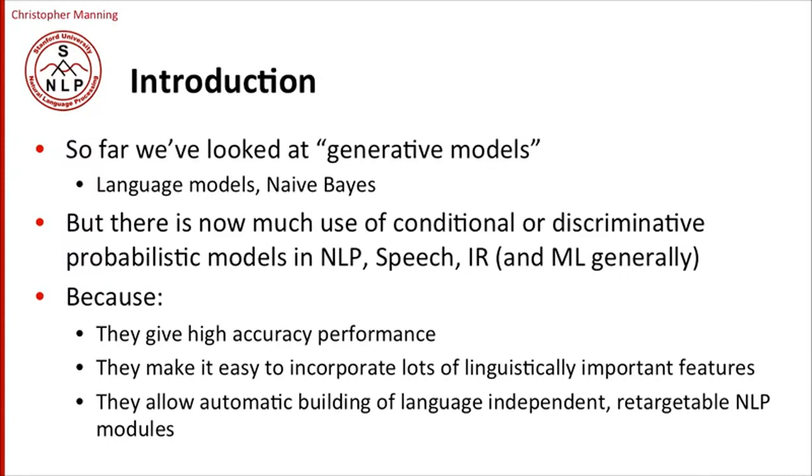So far we've been looking at generative models. In particular, we've looked at language models and naive Bayes models. But in addition to these kind of generative models, there's now much use of conditional or discriminative models in natural language processing, and also in related fields like speech and information retrieval or machine learning more generally. And that's for a couple of good reasons.